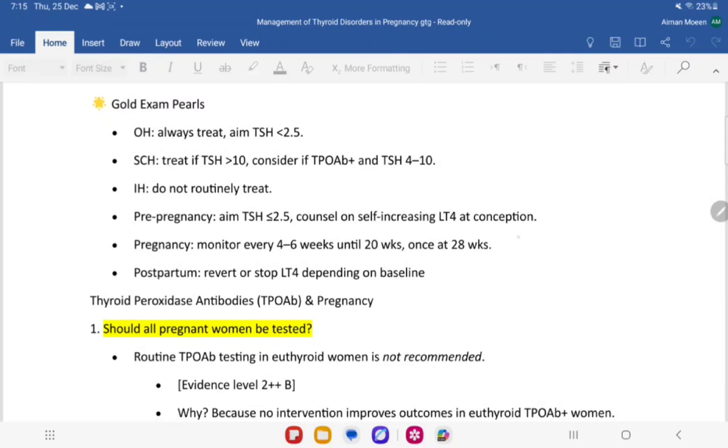Counsel on self-increasing. In pregnancy, monitor every 4 to 6 weeks until 20 weeks and then once at 28 weeks. Postpartum, revert or stop levothyroxine depending upon the baseline. So if she is already taking levothyroxine before the pregnancy, then she needs to revert back to the pre-pregnancy dosage. But if she started during the pregnancy, then you need to stop.